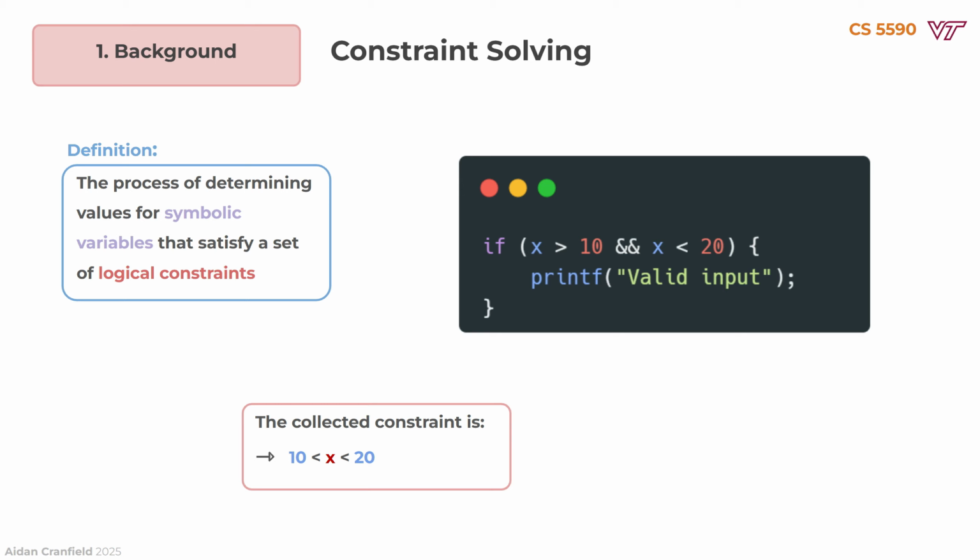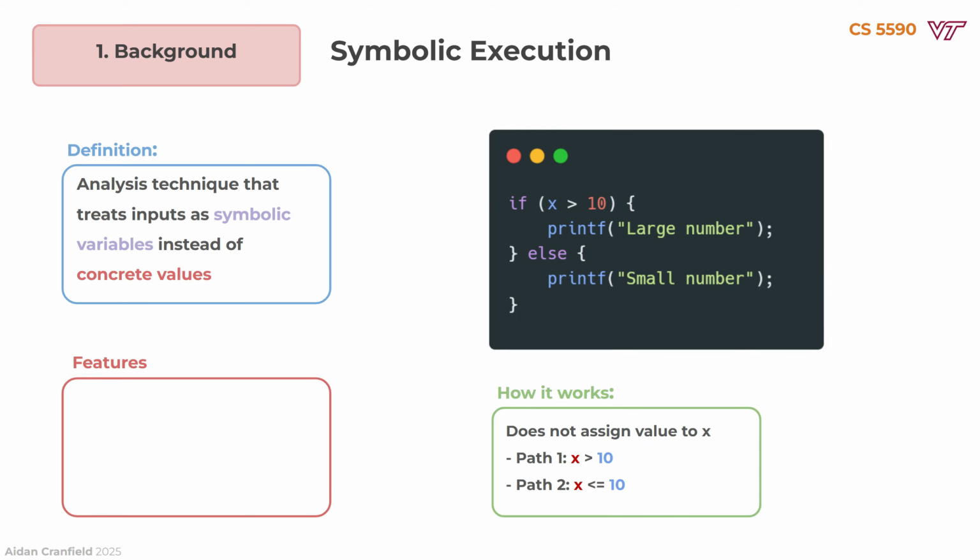We can see that from this conditional here on the right, we want x to be greater than 10 and x to be less than 20. The constraint that is extracted is that 10 is less than x, which is less than 20. Pretty simple. Another concept that we need to know is symbolic execution.